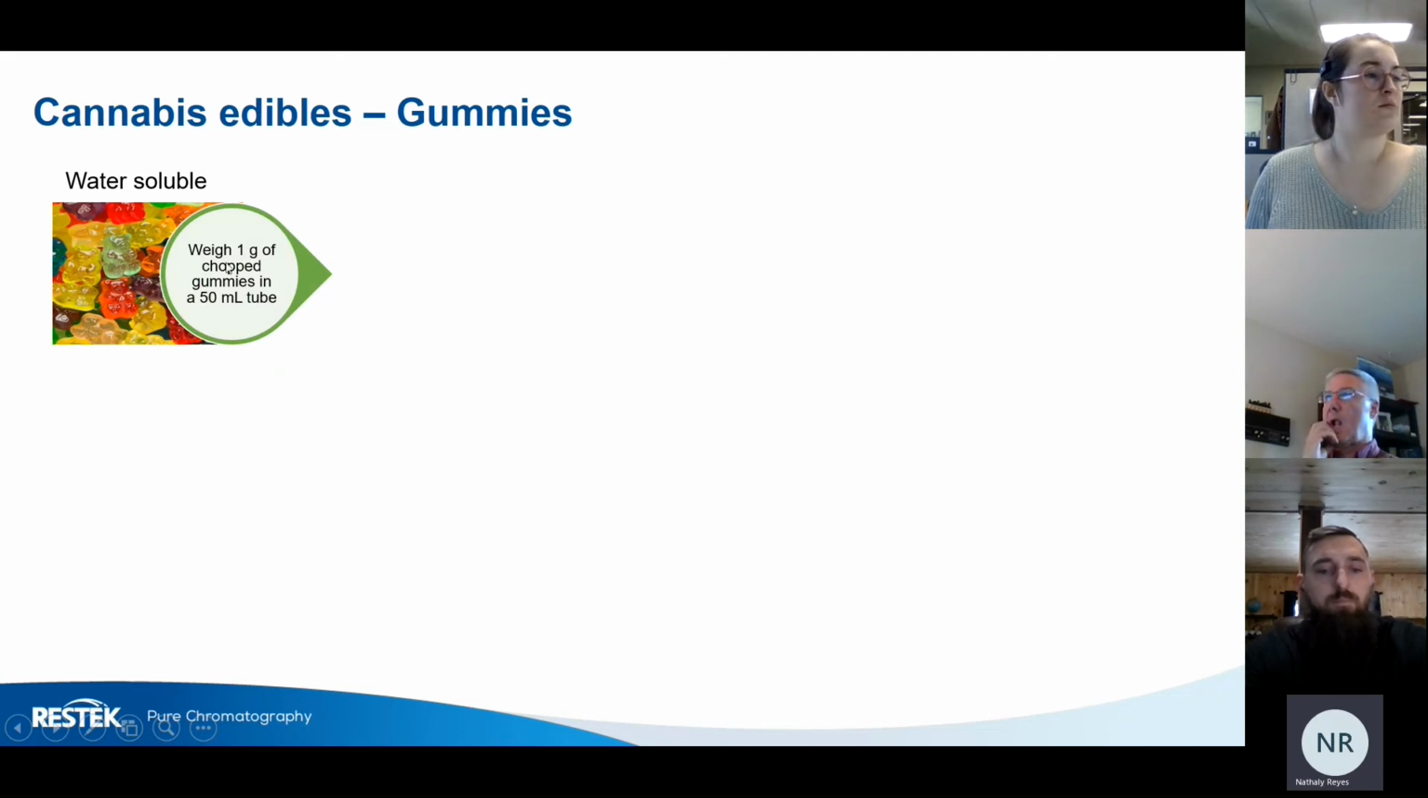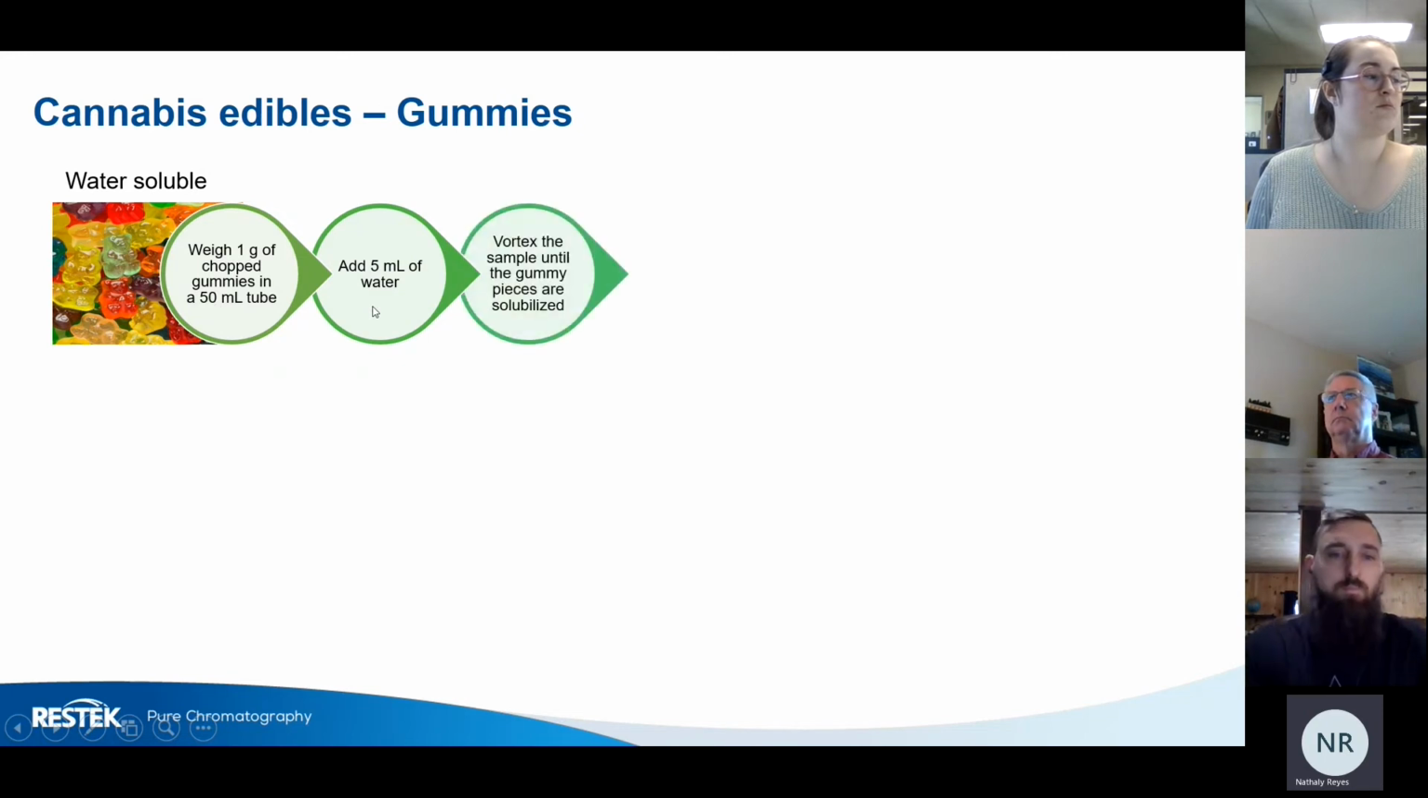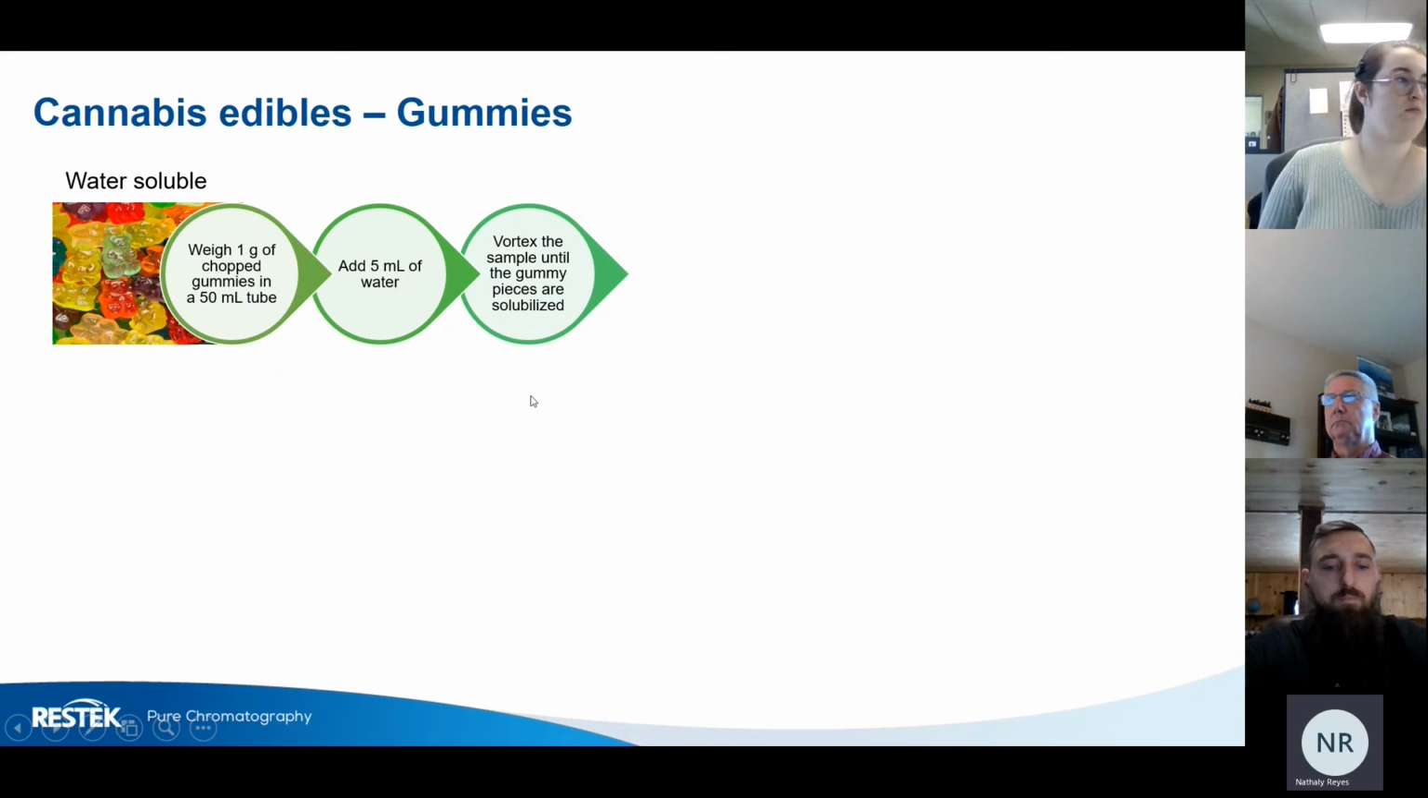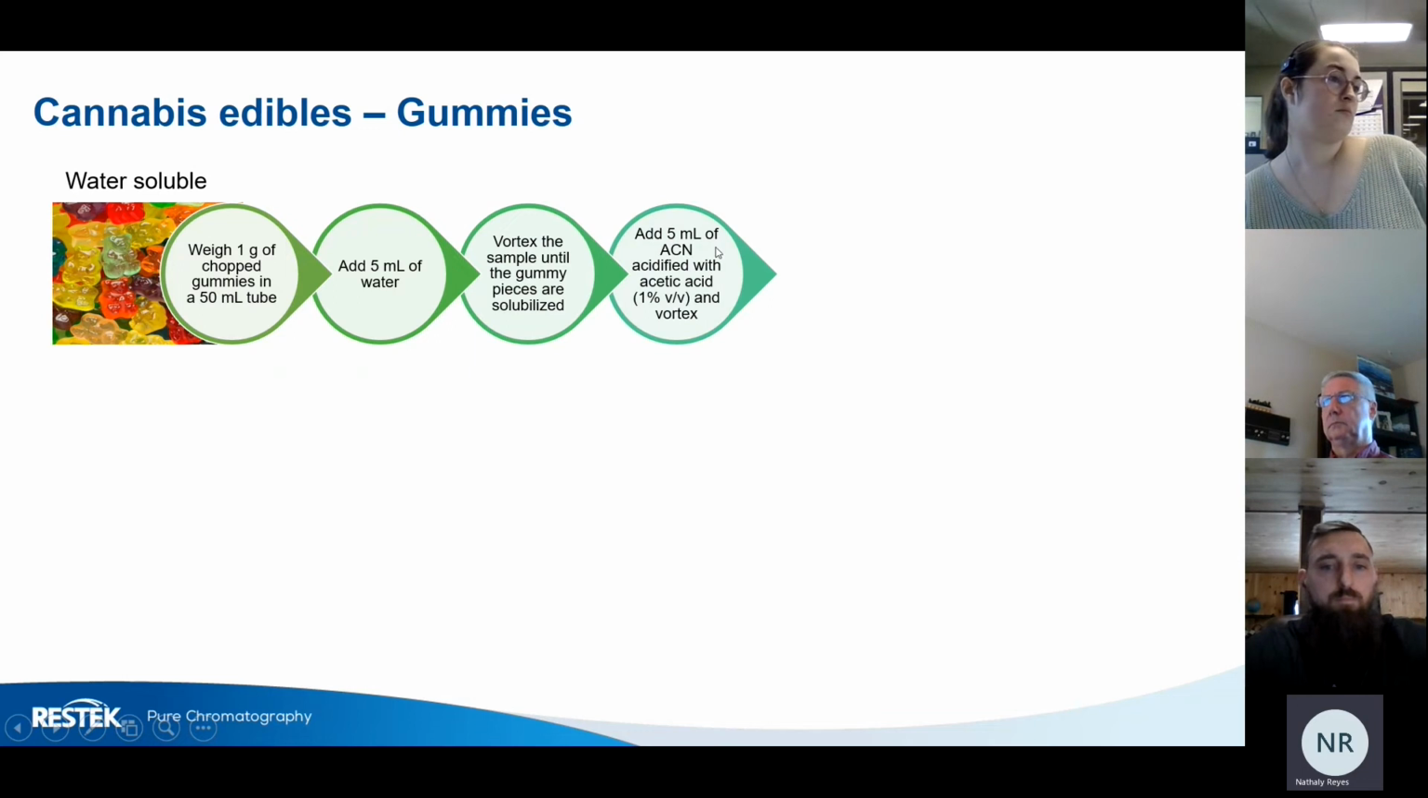And for this workflow, we weighed 1 gram of sample in a 50 milliliter tube. Then we added water and we solubilized the matrix by vortexing, using a shaker in the lab. That can take between 1 to 3 hours, depending on the shaker that you have available. Then we added 5 milliliters of acidified acetonitrile.